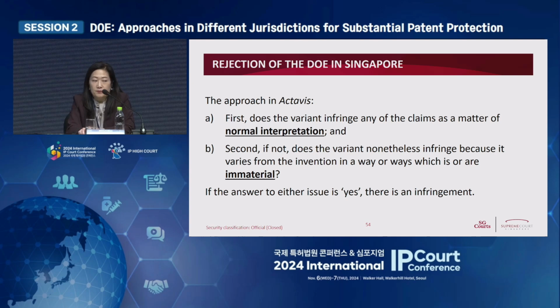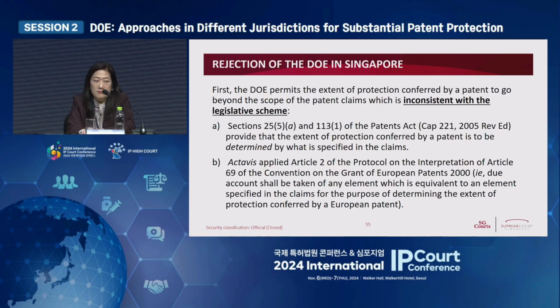So the difference in Actavis is really in this limb B: even if it's outside the claim, does the variant nevertheless infringe because it varies in a way that's immaterial? In Lee Tat, the Court of Appeal talked about the different legislative schemes, and its answer was limited to our Patents Act. It said that the Patents Act talks about how claims should be determined at the time the claim was filed and as determined by the four corners of the claim.